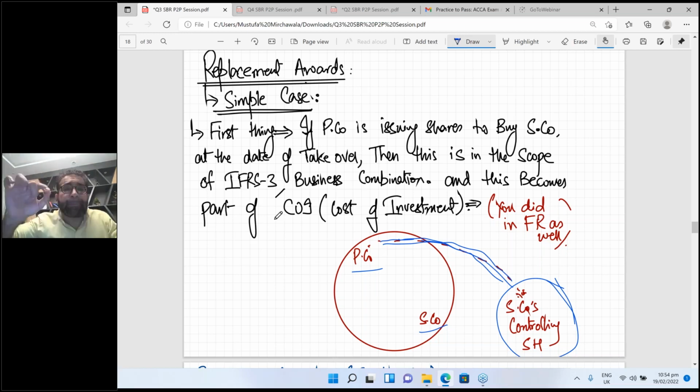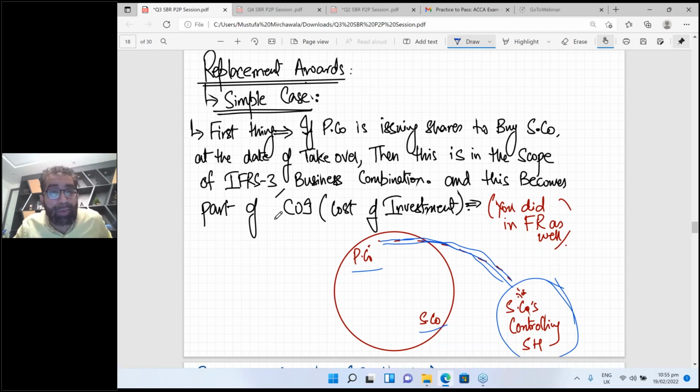If the parent company is paying the price to S company's controlling shareholders in the form of shares, then this is never IFRS 2. If the parent company, at the date of takeover, is issuing its own shares to S company's controlling shareholders as a part of the purchase price, as a part of consideration, then this is never treated under the scope of IFRS 2. This is pure IFRS 3 business combination.